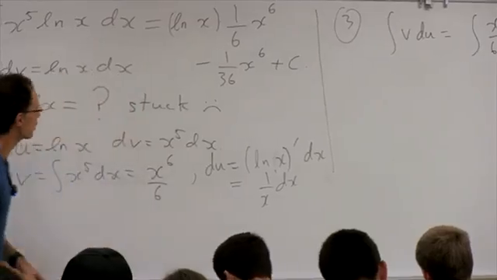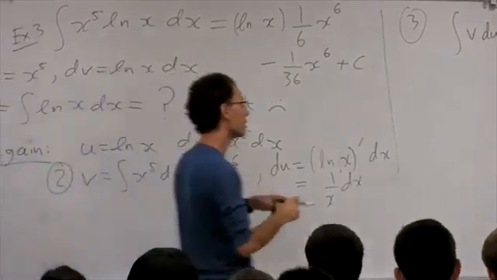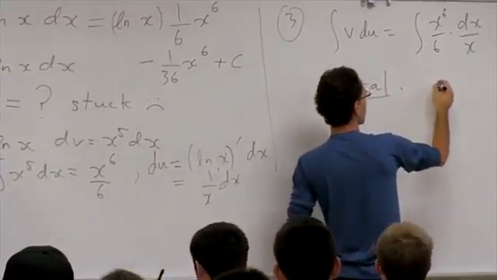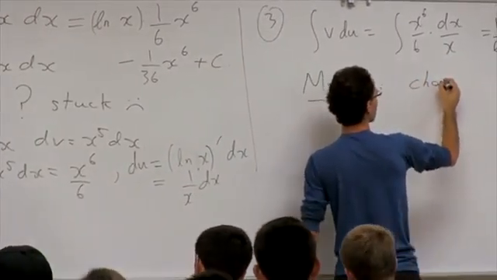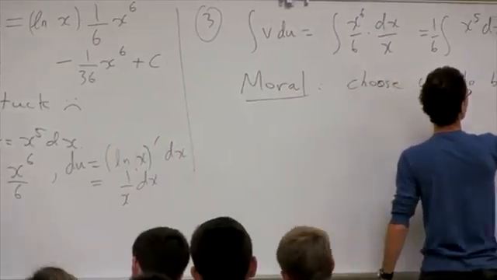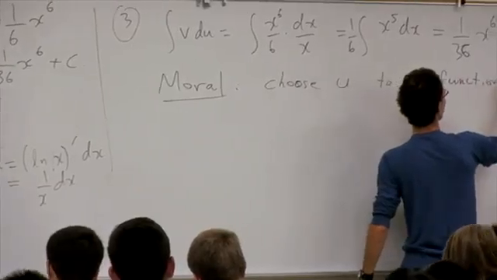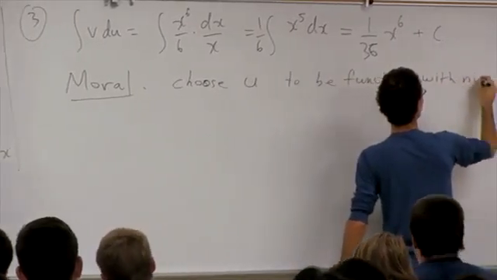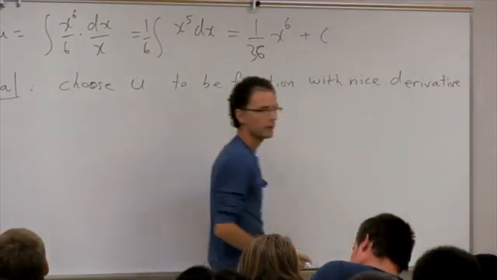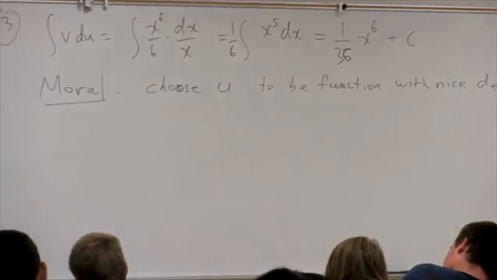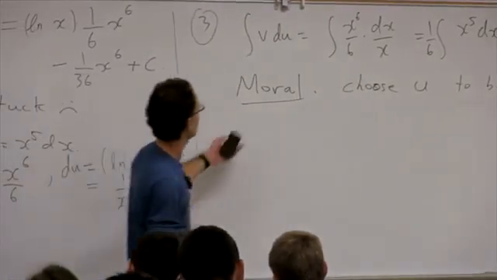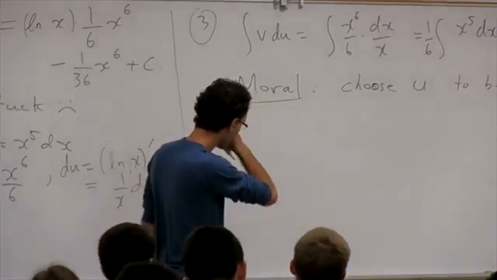Okay, so there's a clear moral to this story: sometimes choose u to be a function with a nice derivative. In this case, natural log had a very nice derivative. We can very easily differentiate it, and we do so. It made the resulting integral very easy.